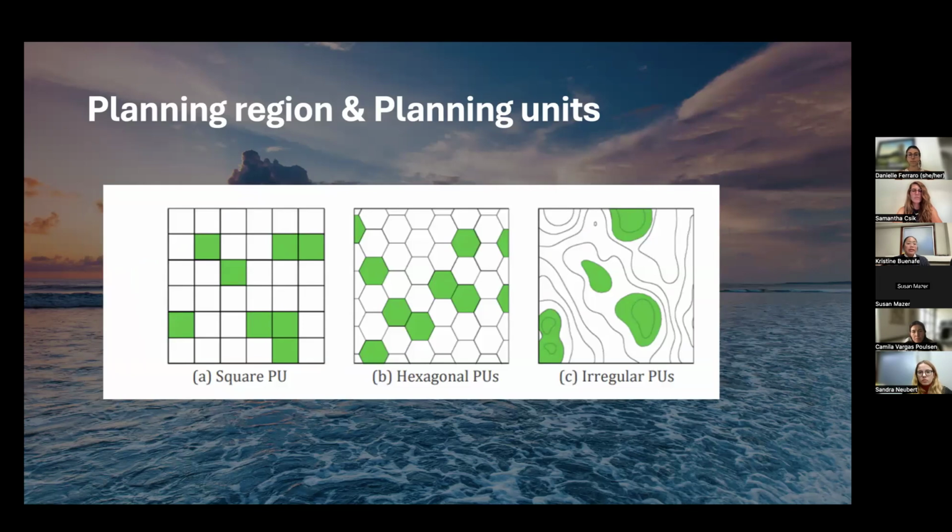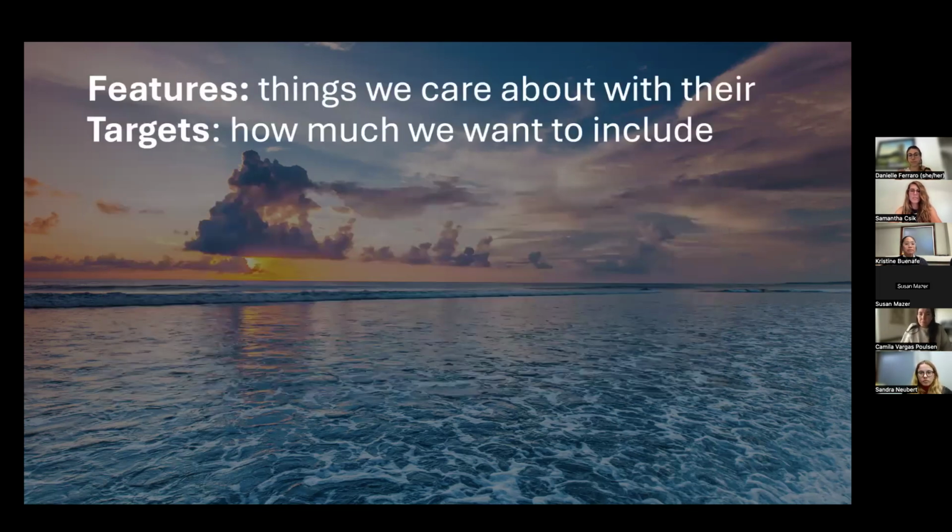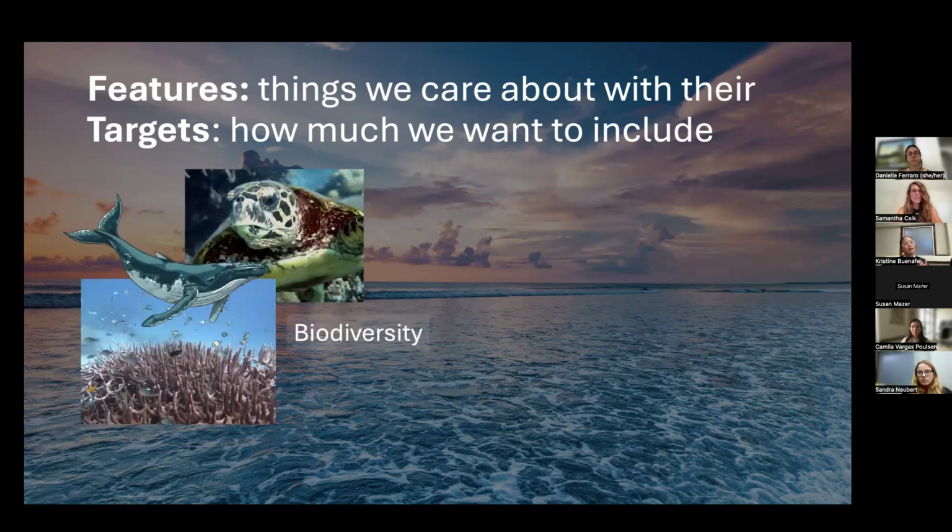So the planning units don't have to be squares. Some of them can be hexagons, as Sandra has already shown, and you could also have irregular planning units, depending again on the conservation planning problem that you have. Features refer to things that we care about, and they have associated targets. So these targets refer to how much we want to include of these features. These features, in the context of conservation, could refer to different biodiversity layers.